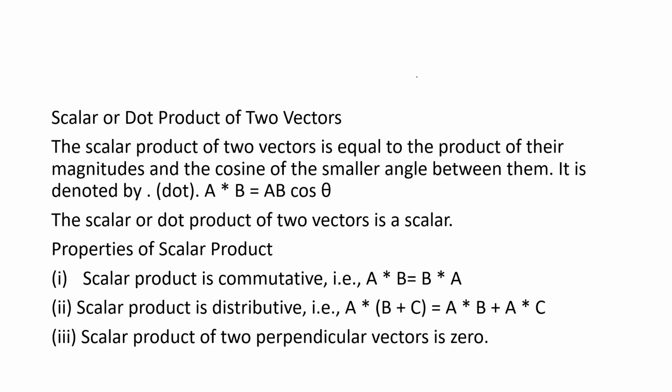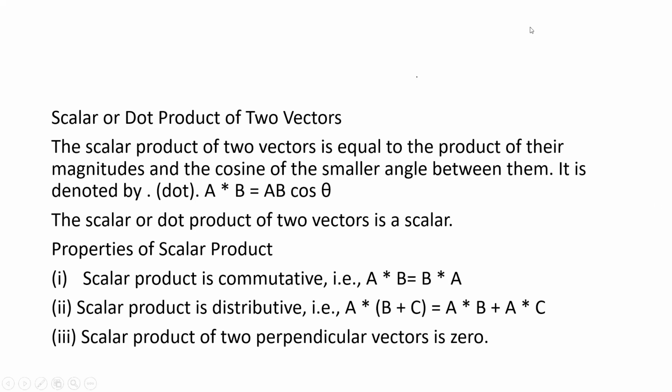Next we have scalar or dot product of two vectors. Here, the scalar product of two vectors is equal to the product of their magnitudes and the cosine of the smaller angle between them. Suppose A and B are the two vectors, their product is given by the product of their magnitudes and the cosine of the angle between them.